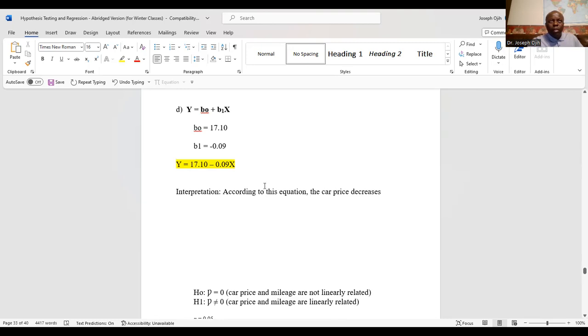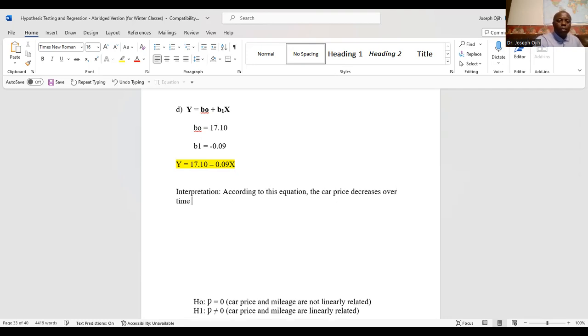Let me just write it and then I'll explain more. Decreases over time at the rate of $90 per 1,000 increase in mileage.